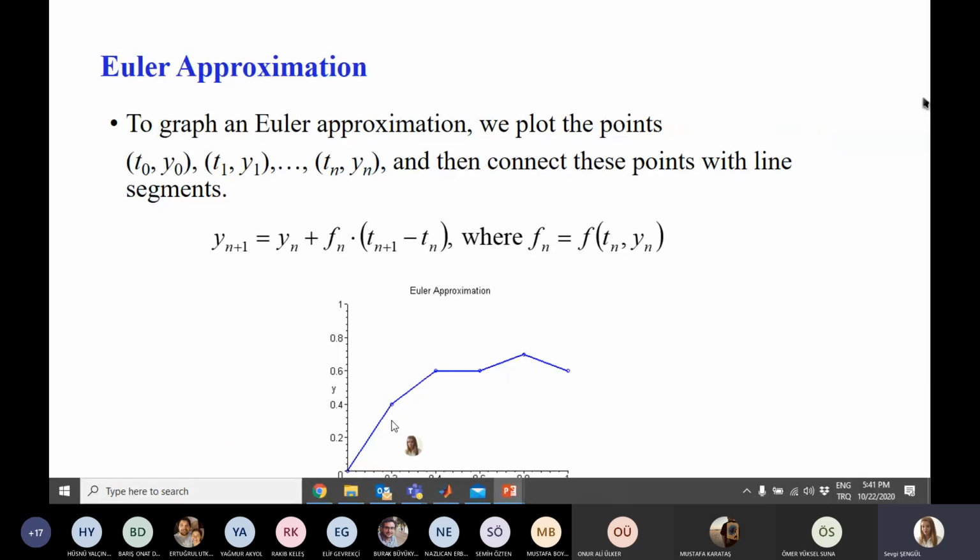This is what I was telling. For example, after each 0.2, we define the tangent line from 0 to 0.2. After that, 0.2 to 0.4, 0.4 to 0.6, 0.6 to 0.8, 0.8 to 1. So maybe our real solution is like this, but our approximate solution is following this real solution. Okay?